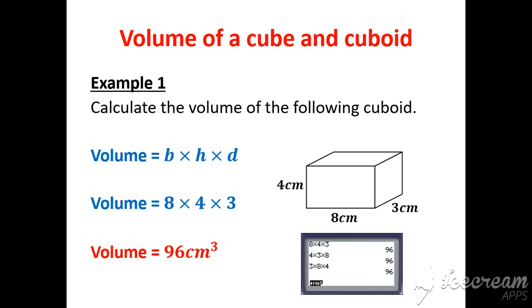Now, what does centimeters cubed mean again? Think of a cube that's a centimeter by centimeter by centimeter. Every side is a centimeter long. It's a small little cube, not very big. And I would need 96 of these to fill up the space of that cuboid.